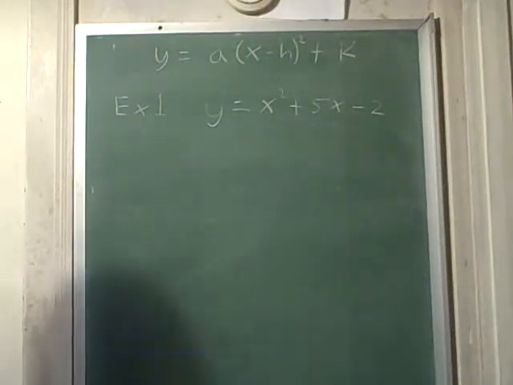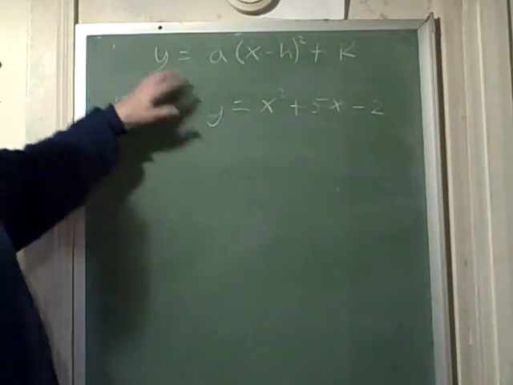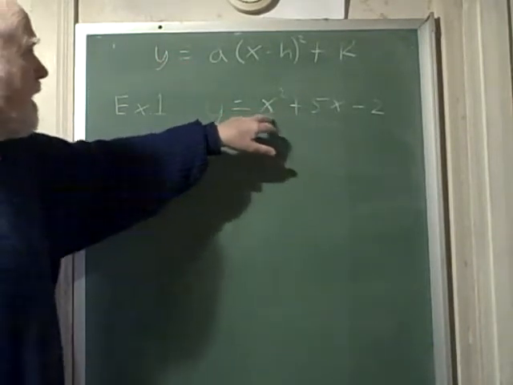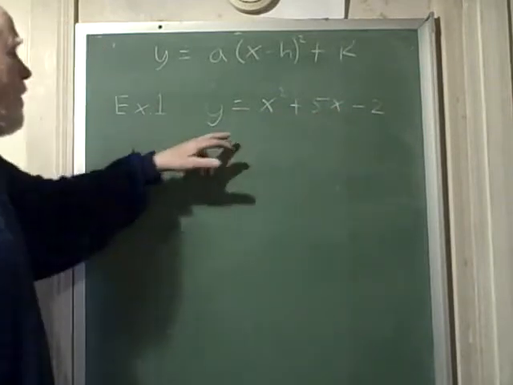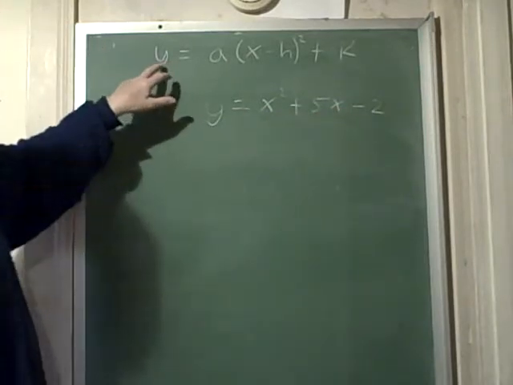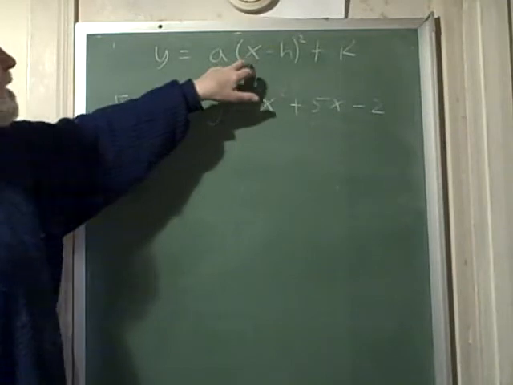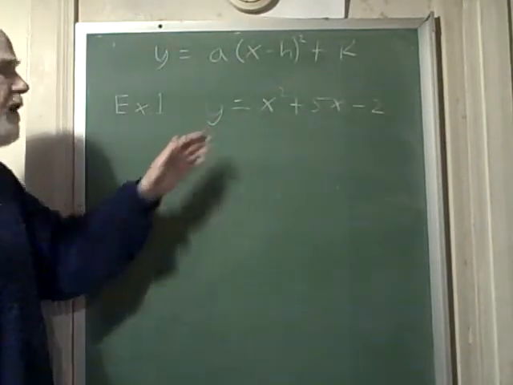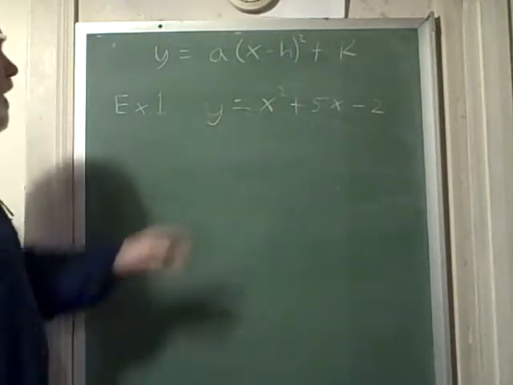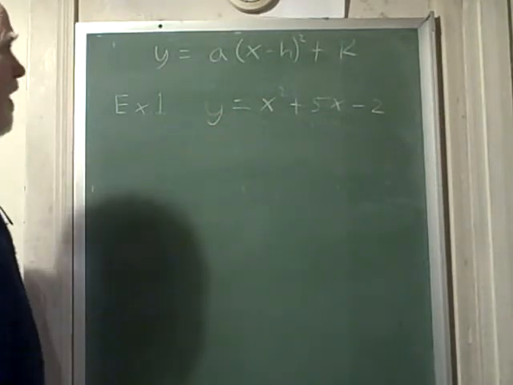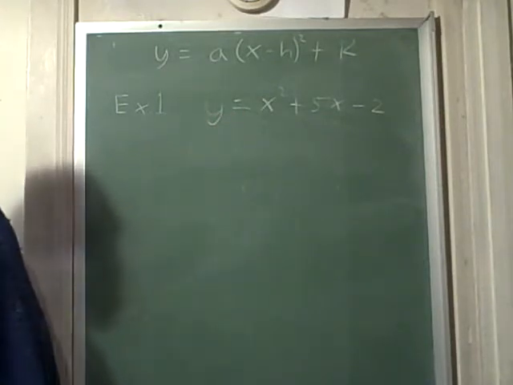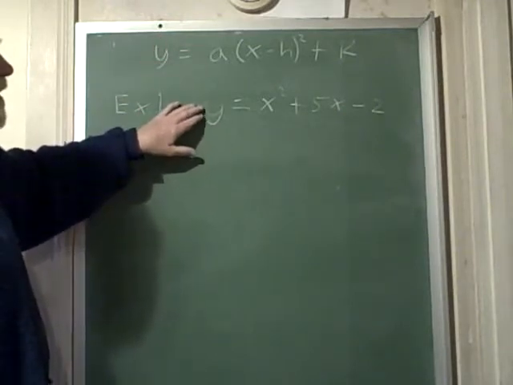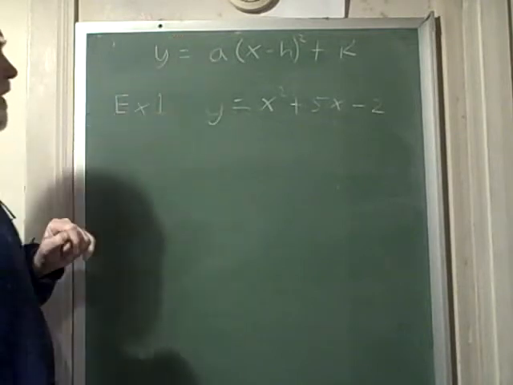One of the things that students always seem to have trouble with is putting an equation that looks like this, y equals x squared plus 5x minus 2, into standard form, which is y equals a times quantity x minus h squared plus k. And this is very important in understanding how to graph and deal with this function. And so I'm going to take various different looking quadratics and put them into this form.